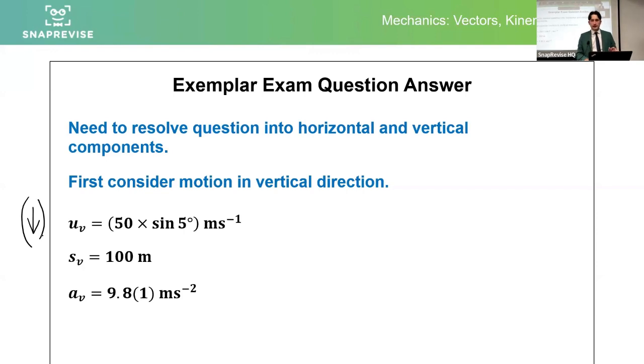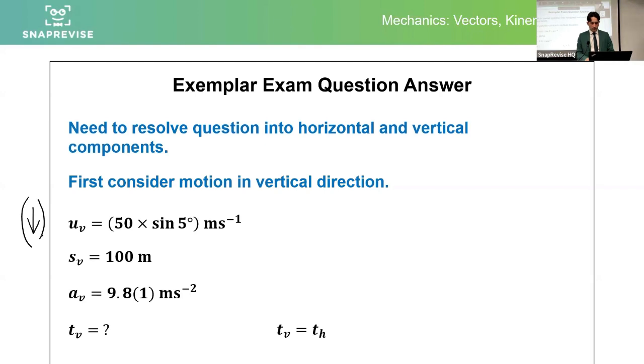And the key link between the horizontal and the vertical components is the time, because it's got to all happen in the same time if it's happening in one motion. So if we can find the time, then we've got the time to plug in for the horizontal. If I can work out how long it's taken to fall 100 meters at this angle, then I can work out how far horizontally it has gone in that time. So we can use SUVAT.